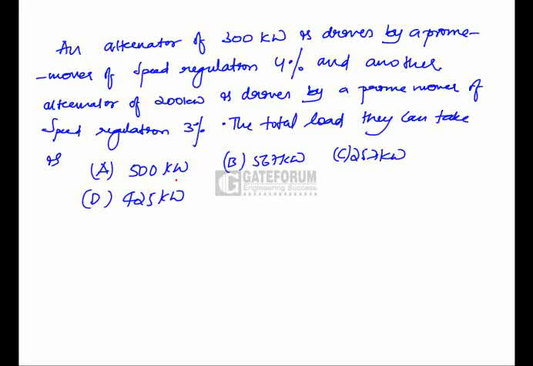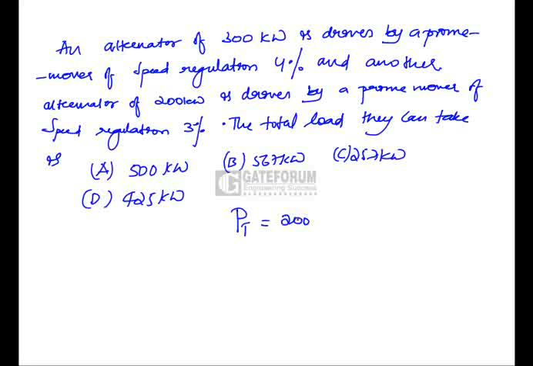An alternator of 300 kilowatt is driven by a prime mover of speed regulation 4%, and another alternator of 200 kilowatt is driven by a prime mover of speed regulation 3%. Okay, there is a shortcut for this type of questions. Now what is the total load? P total is equal to, when you have these type of problems, take it as a shortcut.